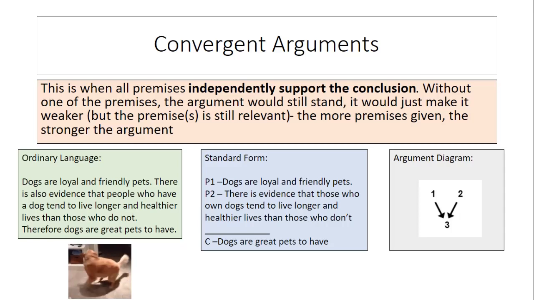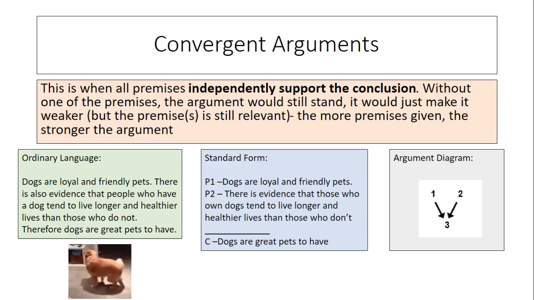In ordinary language, dogs are loyal and friendly pets. There is also evidence that people who have a dog tend to live longer and healthier lives than those who do not. Therefore, dogs are great pets to have. In standard form, it's presented as follows. In an argument diagram, however, it's presented like this.